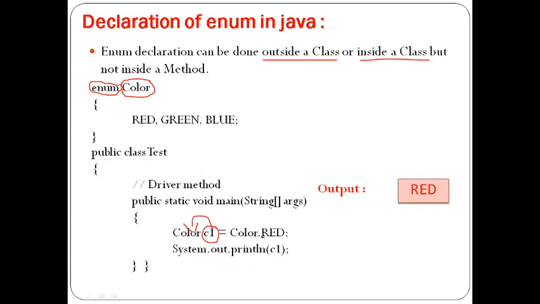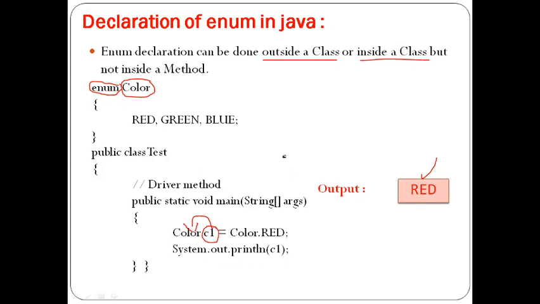So automatically, inside the enum Color we have a constant called RED that is assigned to C1. So whenever I print System.out.println(C1), it is going to print the value RED. So this is how we will have an enum outside a class.